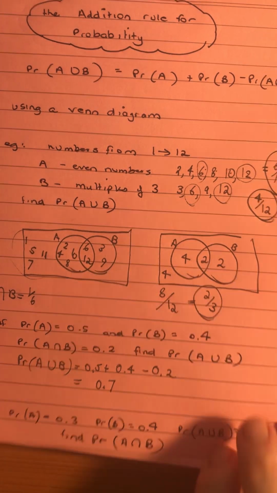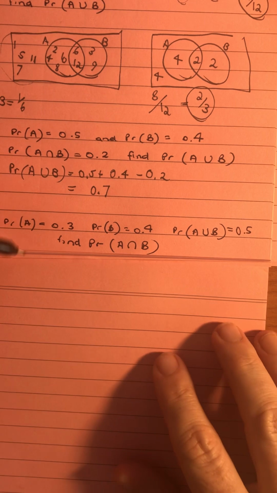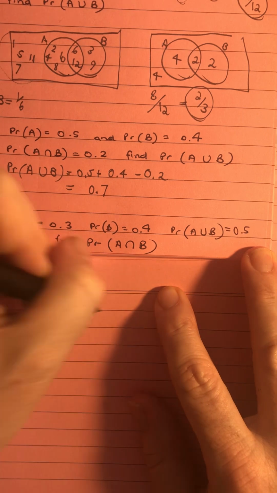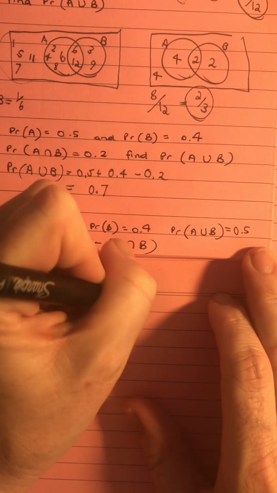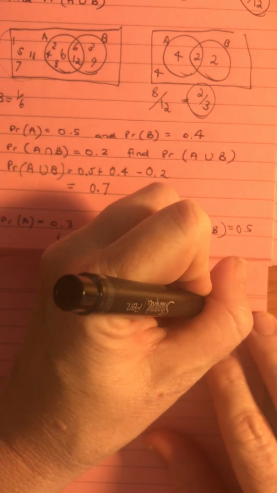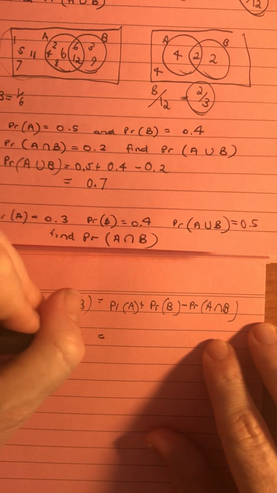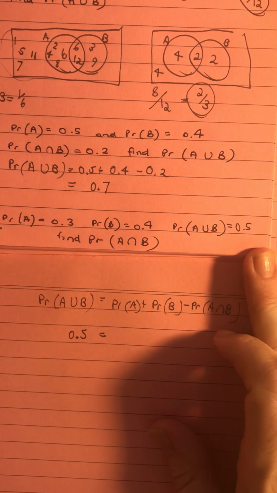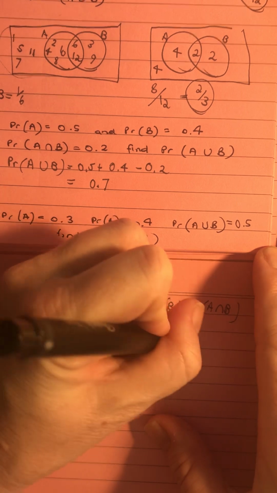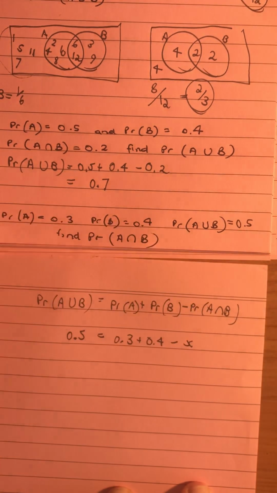The next one here is a little bit more complicated version of it. So we'll set up our probability of A union B is equal to the probability of A plus the probability of B minus the probability of A and B. So in this case, we've got the probability of A union B, which is 0.5. We've got the probability of A is 0.3. The probability of B is 0.4. And we don't know the probability of A and B. So I'm going to give that an X.